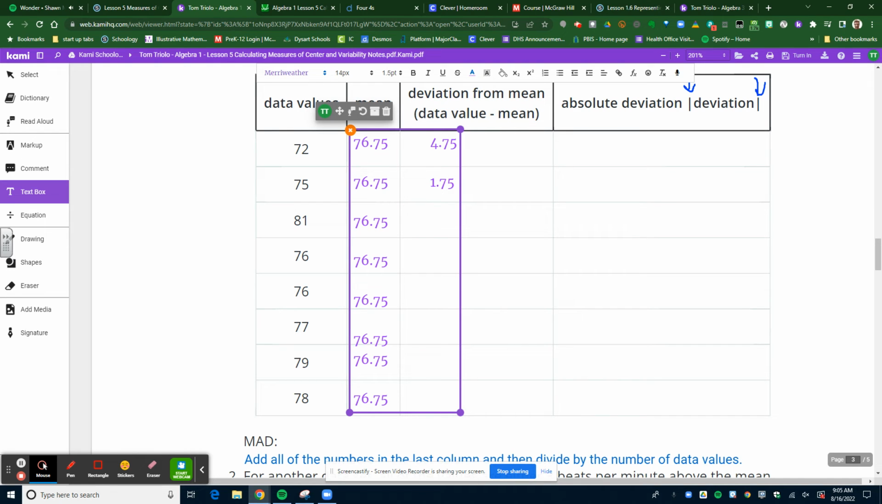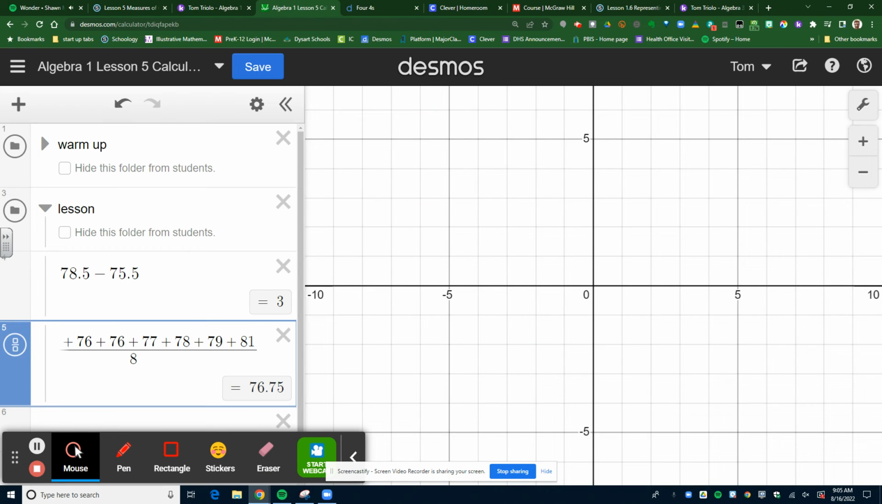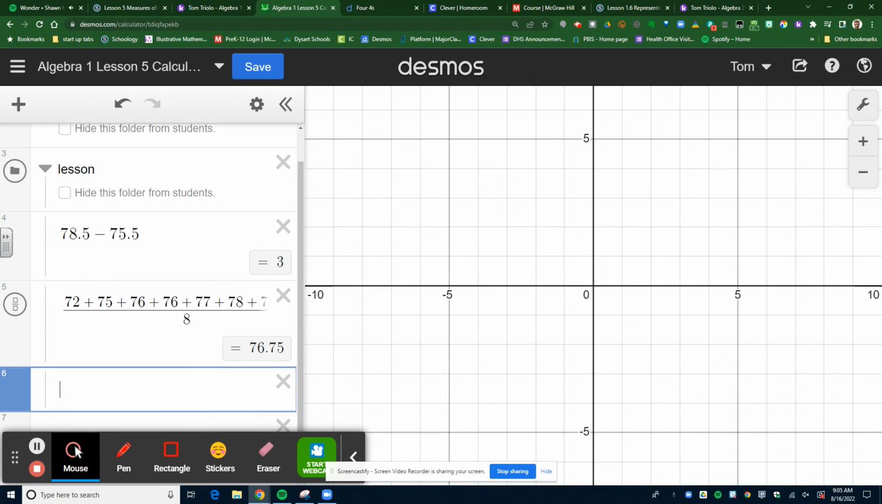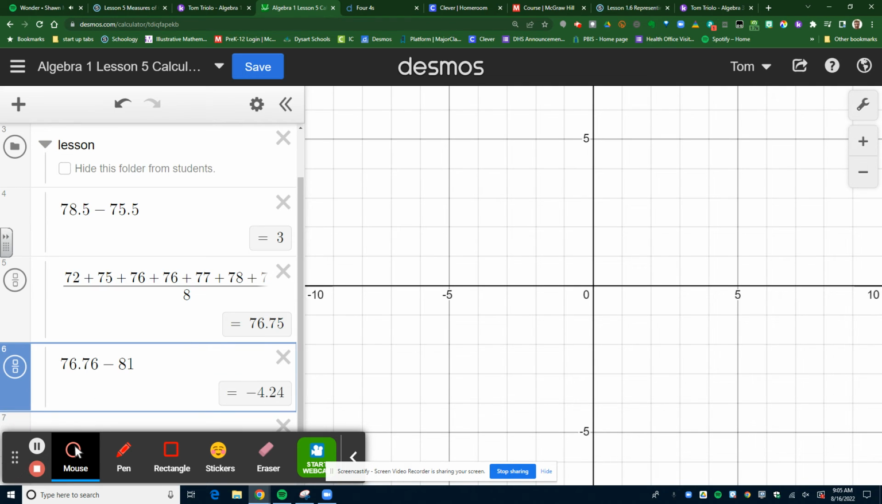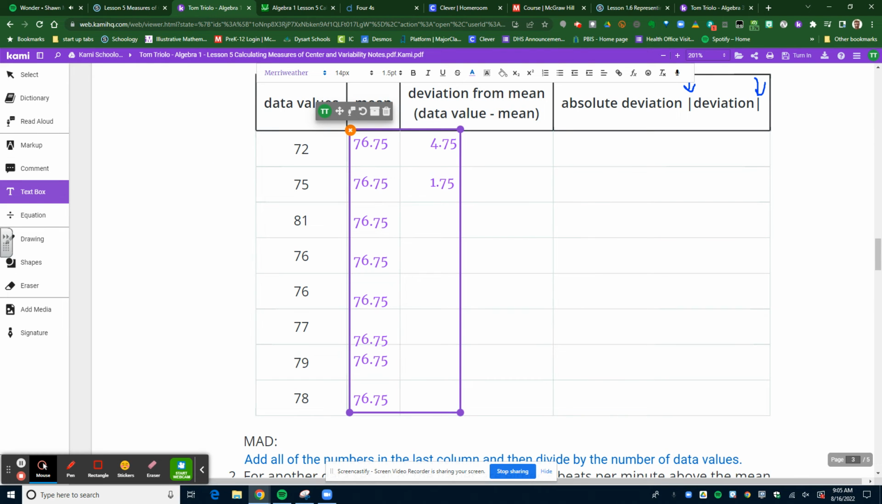Yeah. Okay. This one we'll do in Desmos. So 76.75 minus 81. So come back here, hit enter. 76.75 minus 81. So negative 4.25. The rest of these are going to be negative? Yeah, because the mean is smaller than this one, okay?